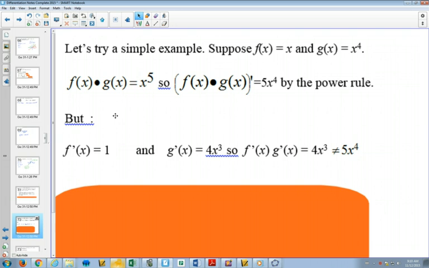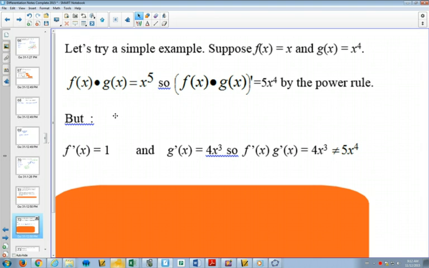But if we kept them separate, and we did the derivative of just x, and the derivative of just x to the 4, we would get 1 and 4x cubed. And then if we multiplied those two together, we get 4x cubed. And it doesn't match up with the 5x to the 4. So Leibniz's first guess was wrong.